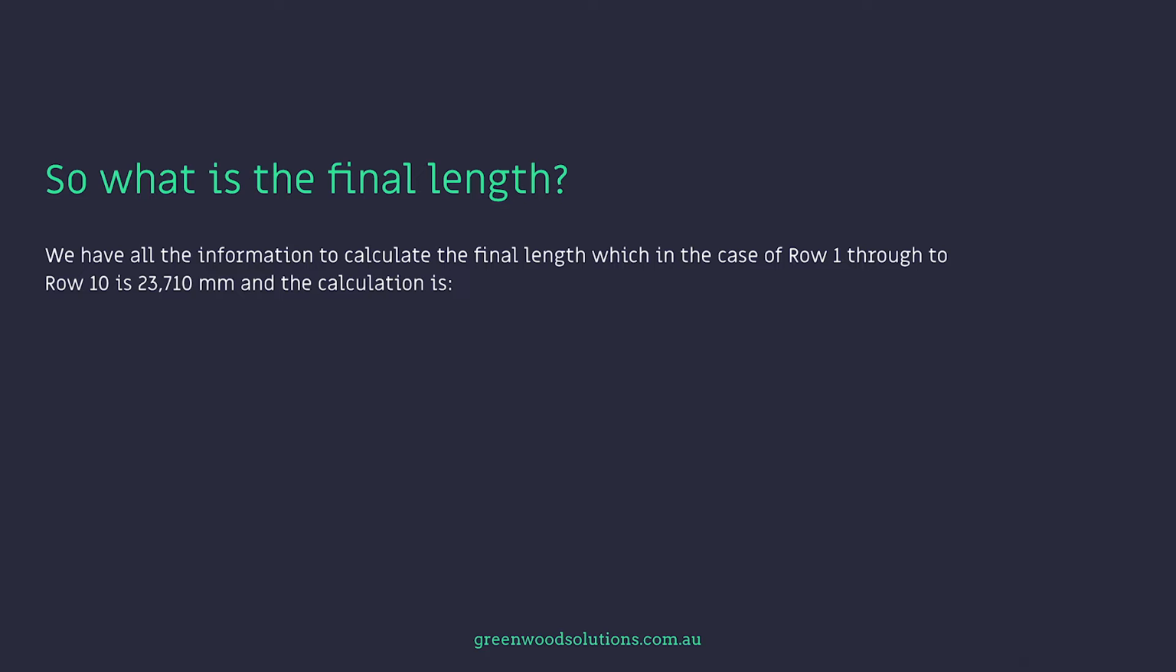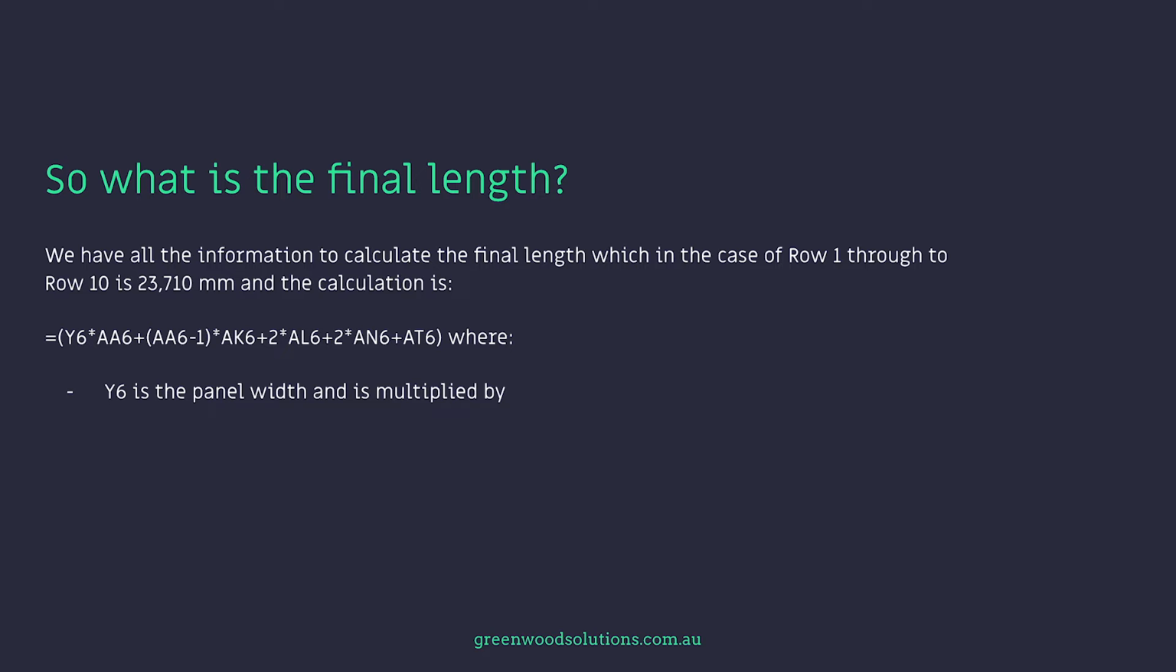So what is the final length? We have all the information to calculate the final length, which in the case of row 1 through to row 10, we've added another 9 rows, is 23,710 mil. And the calculation is Y6 times AA6 plus brackets AA6 minus 1 times AK6 times 2 times, I can keep on going, but I suggest you have a bit of a look, okay?